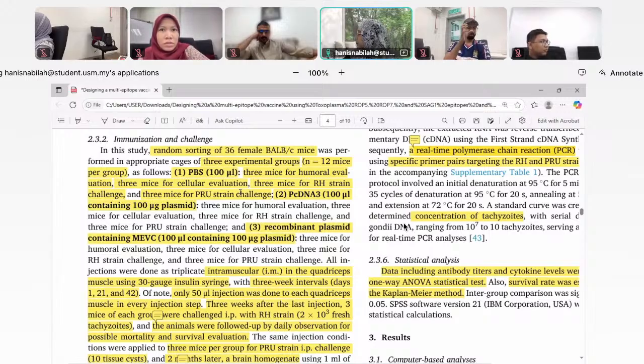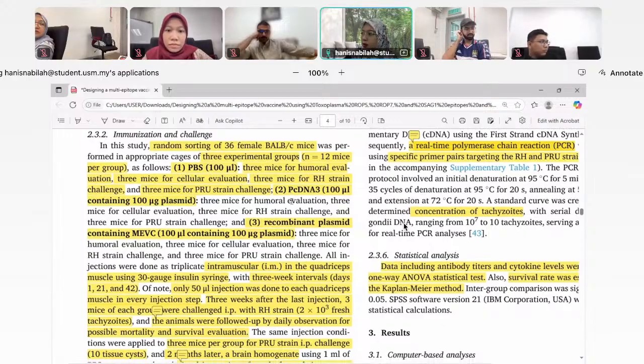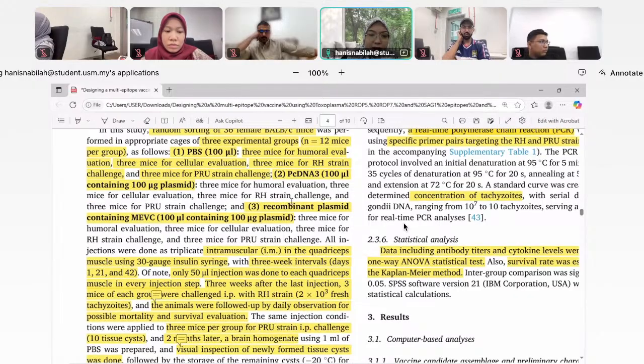What do you call it? Template. There's a word for empty plasmid. No, I call it empty plasmid. Empty vector. Yeah, empty vector.